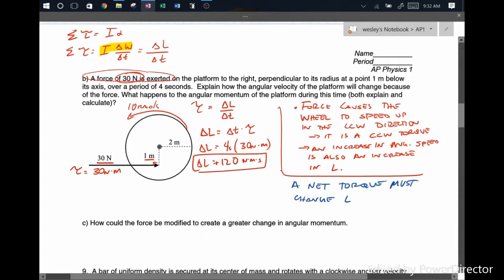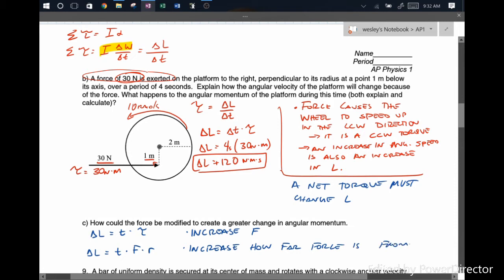How could the force be modified to create a greater change in angular momentum? So what we have here is delta L is equal to time times our torque. So delta L is equal to time times force times radius. So we could increase the force, or we could increase how far the force is from our pivot.